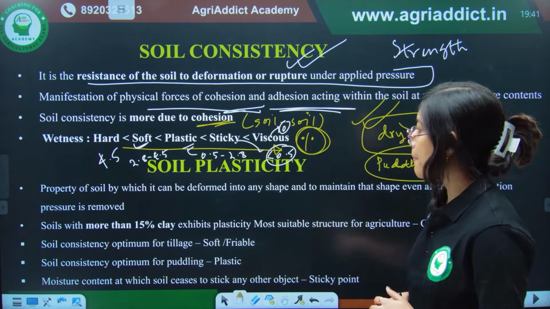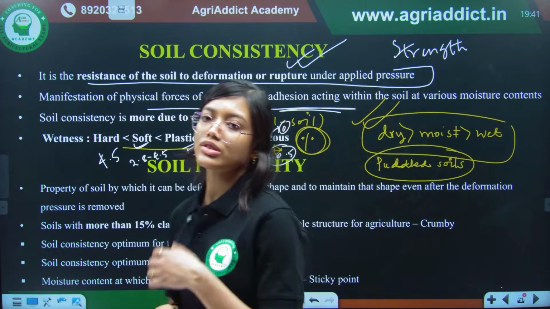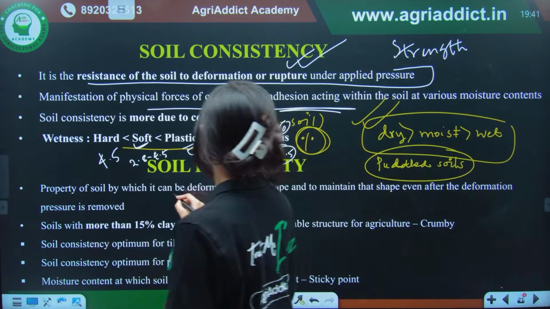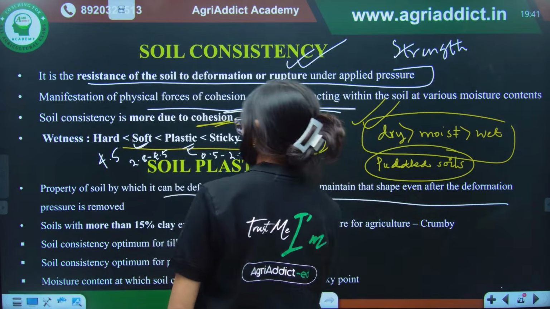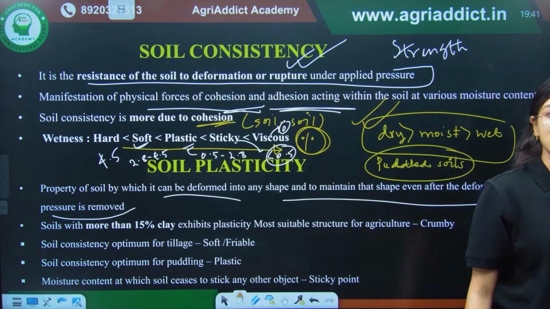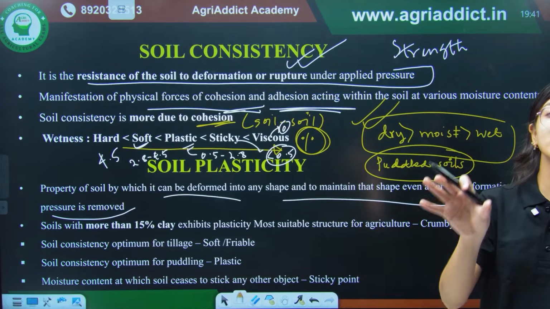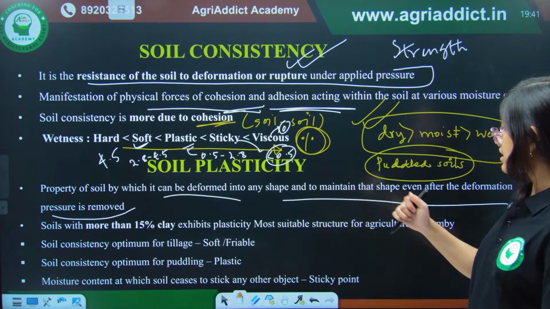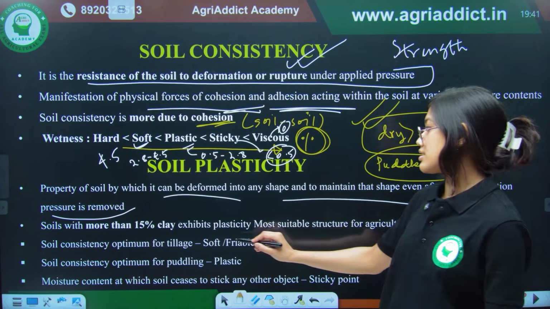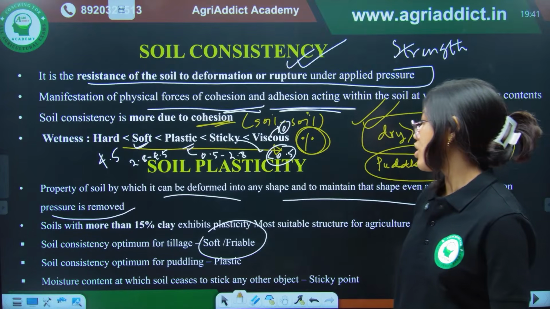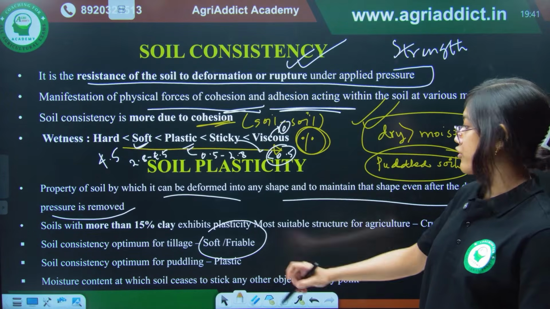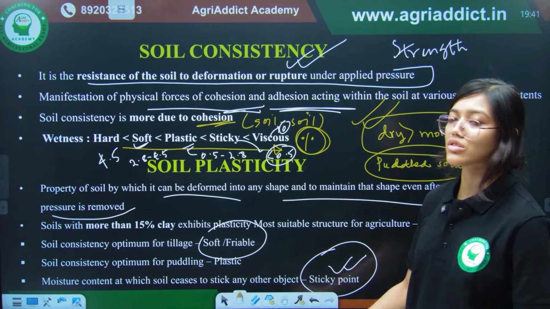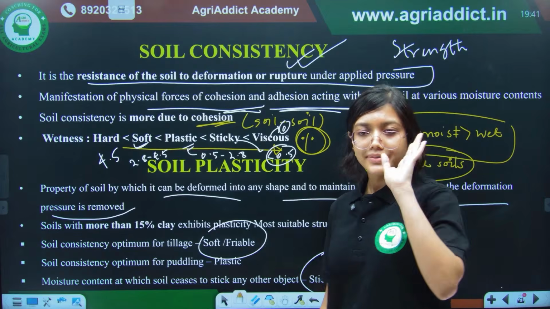This is very important. Now, what is soil plasticity? So, next to consistency, we have plasticity. So, plasticity is where it can be deformed into any shape, and it will maintain its shape even after the pressure is removed. So, you are deforming your soil and then the soil is retaining the shape. So, that means it will be plastic. So, if it has more than 15% clay, then it is plastic. Then your soil consistency, you see that it is optimum in the soft or friable range, and it is also optimum for puddling, and soil moisture content at which the soil ceases to stick to any other object, it is called sticky point. So, the limit at which it fails to stick.